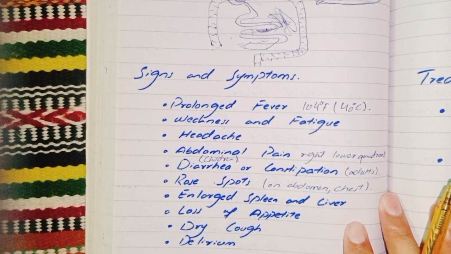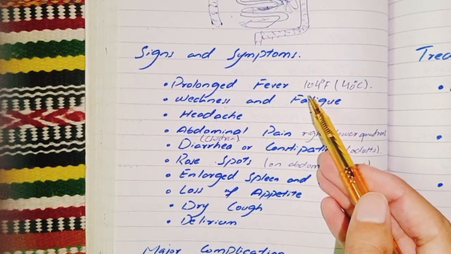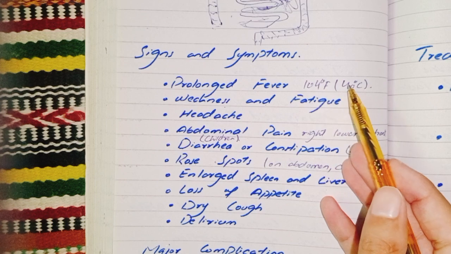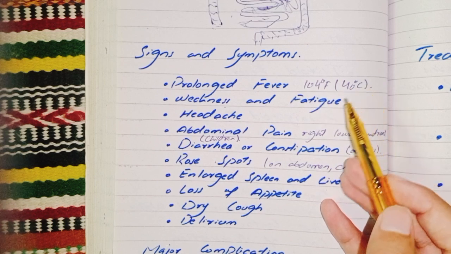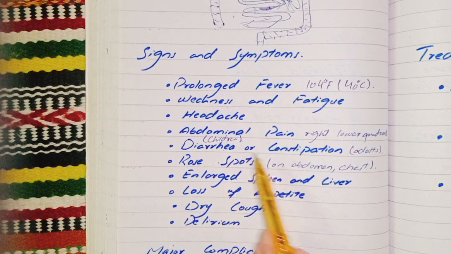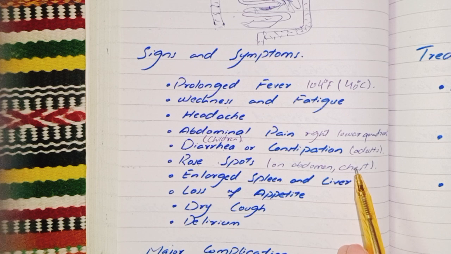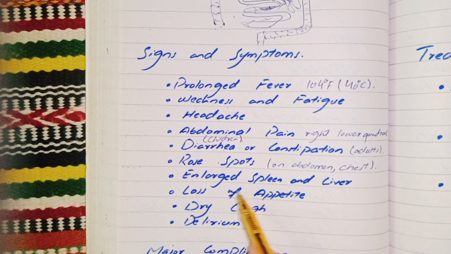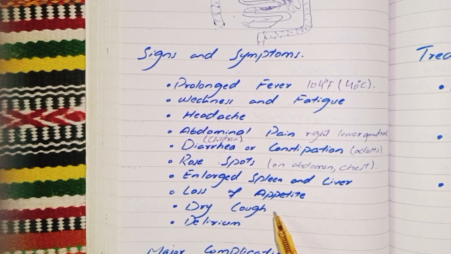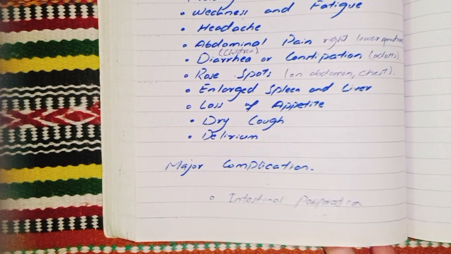Signs and symptoms include prolonged fever, nearly 104 degrees Fahrenheit or 40 degrees Celsius, weakness and fatigue, headache, abdominal pain, diarrhea in children and constipation in adults, rose spots on abdomen and chest, not in all patients, enlarged spleen and liver, loss of appetite, dry cough, and delirium. Major complication of typhoid fever is intestinal perforation.